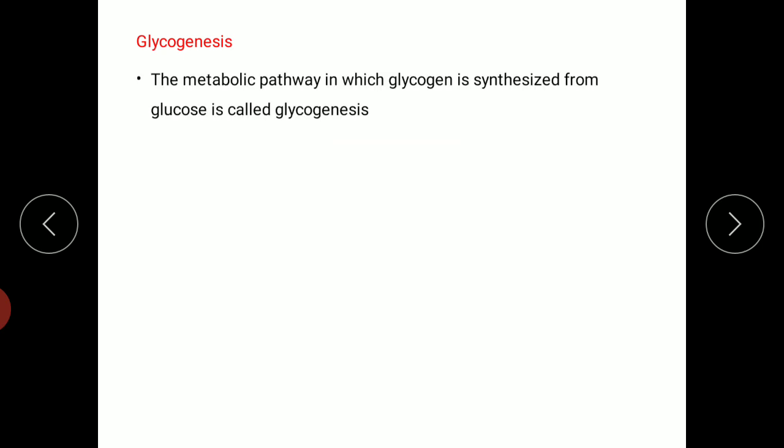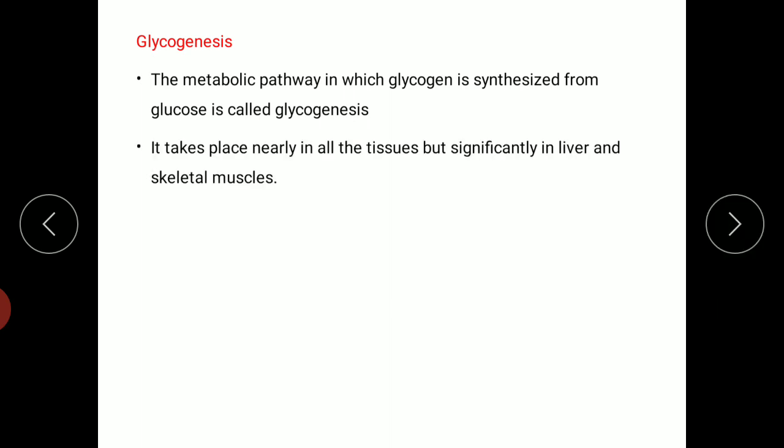We'll go on to the pathway that is glycogenesis. It is the metabolic pathway in which glycogen is synthesized from glucose. It takes place nearly in all the tissues but significantly in liver and skeletal muscles.